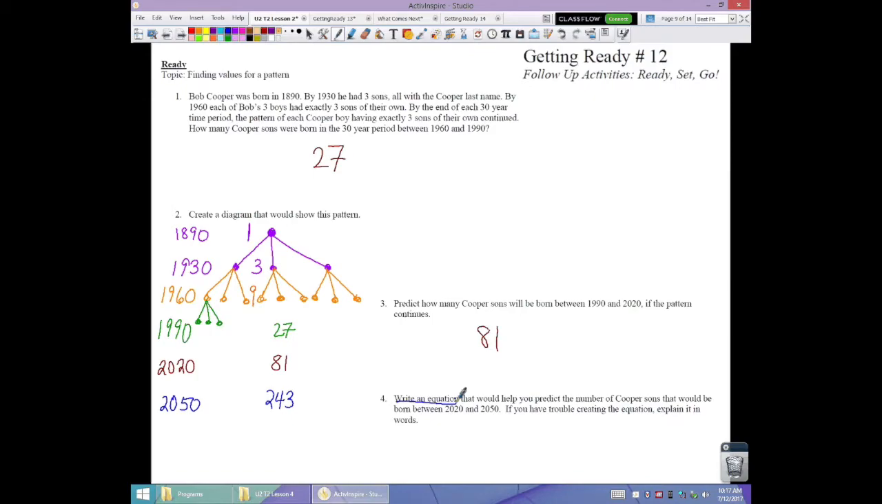But we know how to write equations for exponential. They have to look like y equals a times b to the x, where a represents the y-intercept, or our 0th term. B is our common ratio, or in other words, our multiplier. And x is how many times we are going to multiply by that common ratio. Well, in this case, we multiply by that every 30 years. So it's actually going to be number of generations.